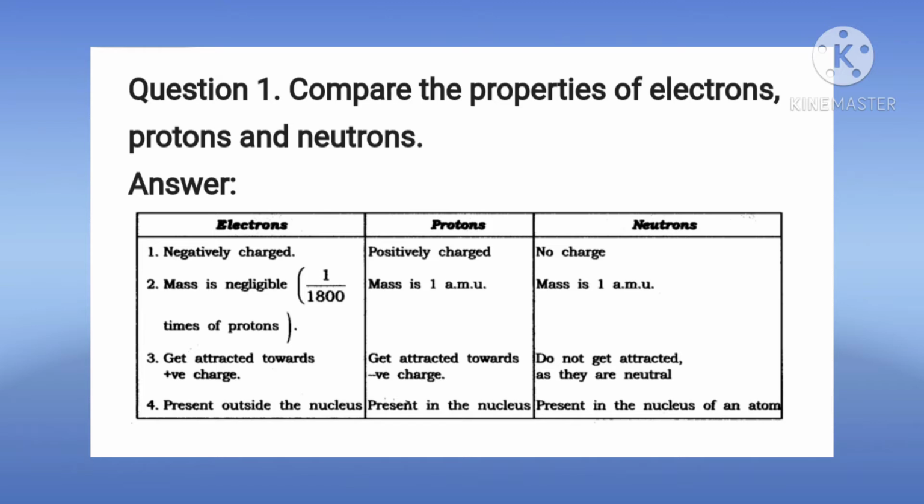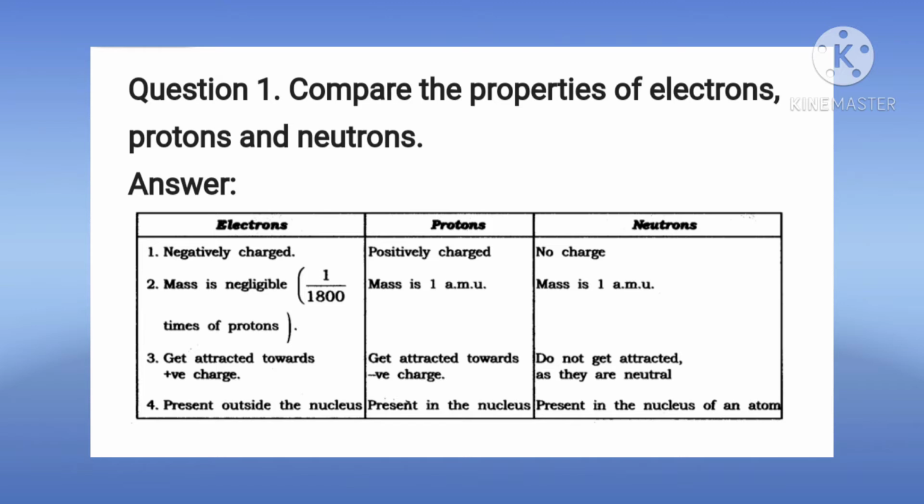Then third, they get attracted. Electrons are negatively charged, that's why they are attracted towards positively charged. Protons get attracted towards negatively charged, and neutrons, as they are neutral, don't get attracted. They remain neutral all the time, during chemical reactions also, during the transition state they remain the same.